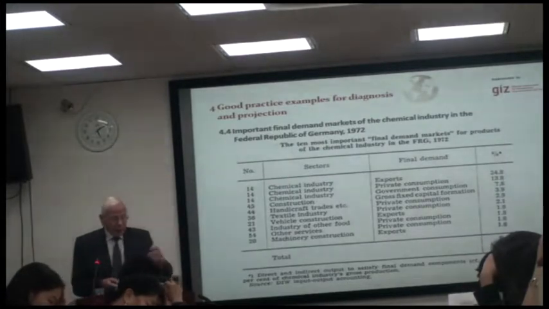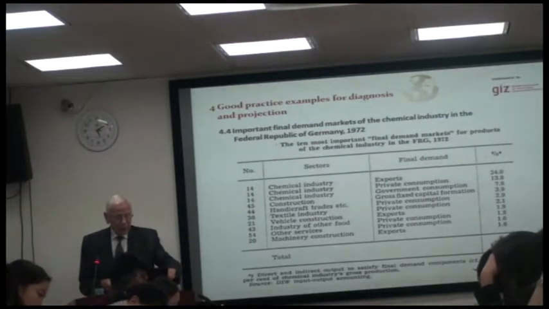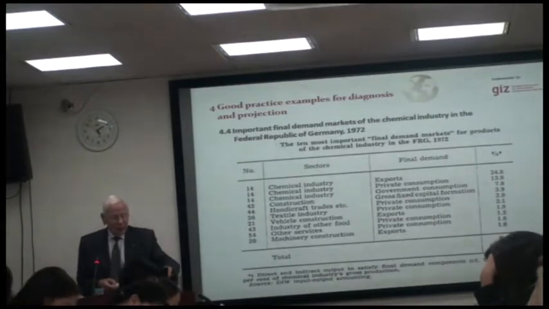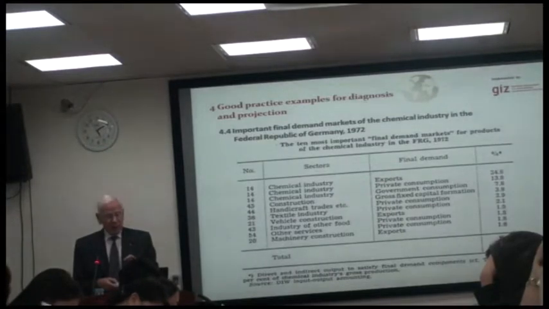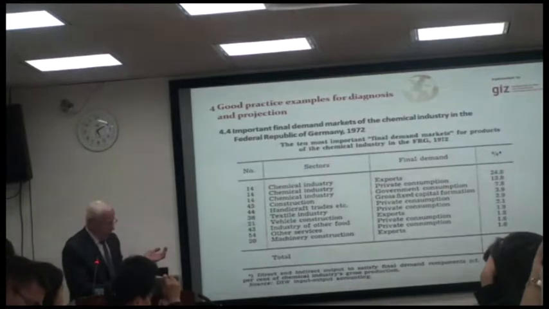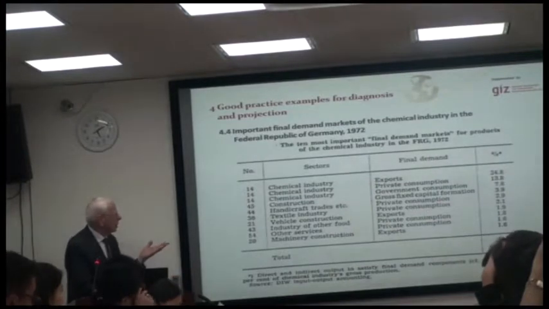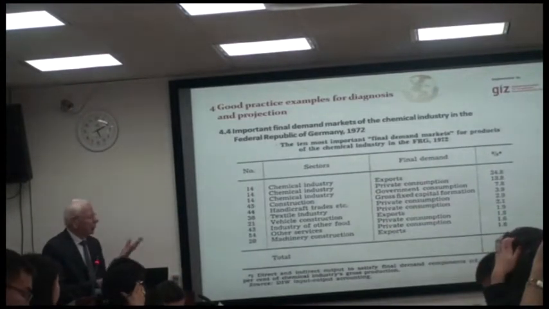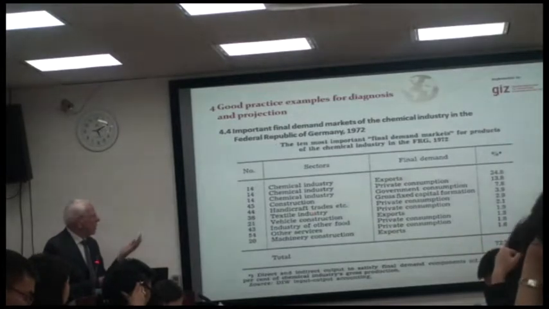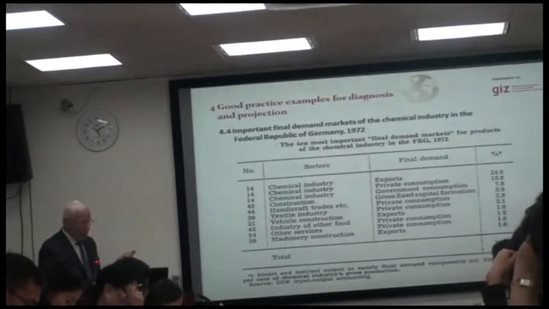And not only the chemical industry is involved, as you now understand, but you see also from construction down to machinery, the other sectors are also indirectly final demand markets of the chemical industry, because they also need chemical industry products. Here construction, for example, for gross fixed capital formation, handicraft trades for private consumption, textile industry for private consumption. You know, a lot of chemicals are used in the textile industry, and so on. So these are the 10 most important final demand markets for chemical products.